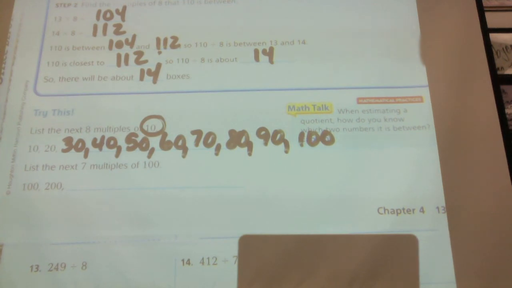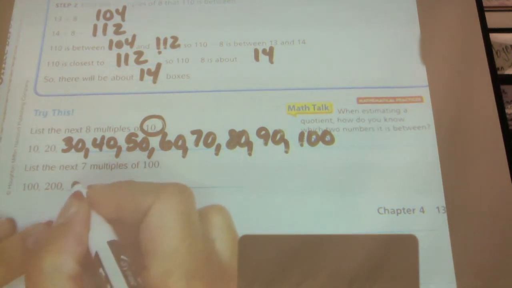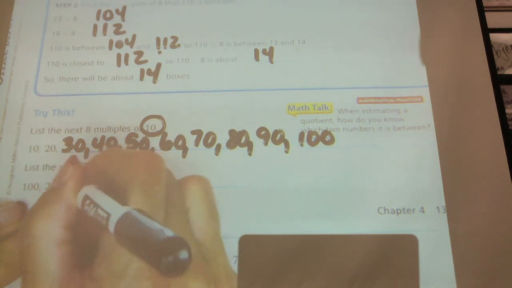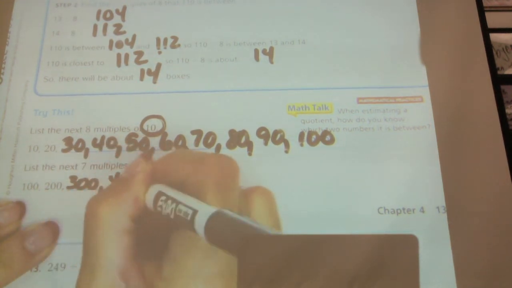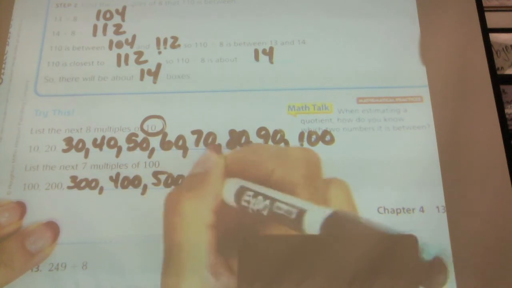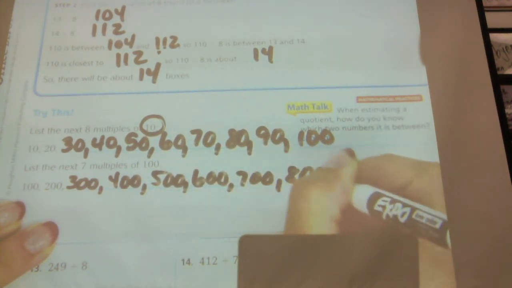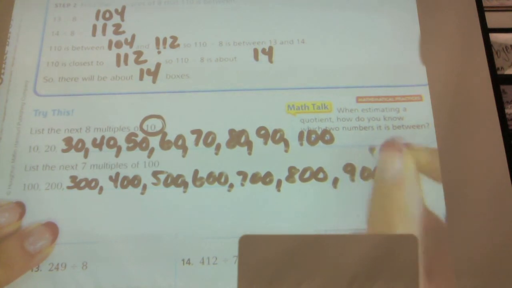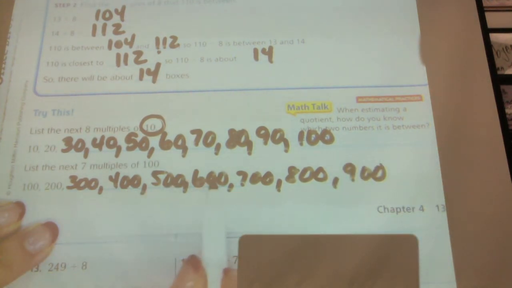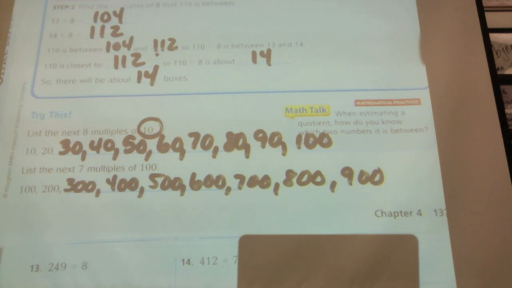List the next 7 multiples of 100. So we have 100, 200, 300, 400, 500, 600, 700, 800, 900. Stop. 1, 2, 3, 4, 5, 6, 7. What would be the next one? 1,000.